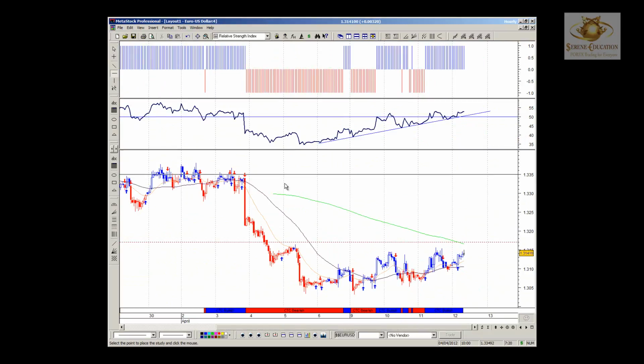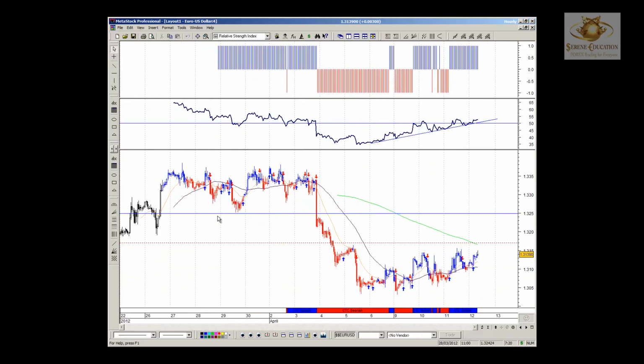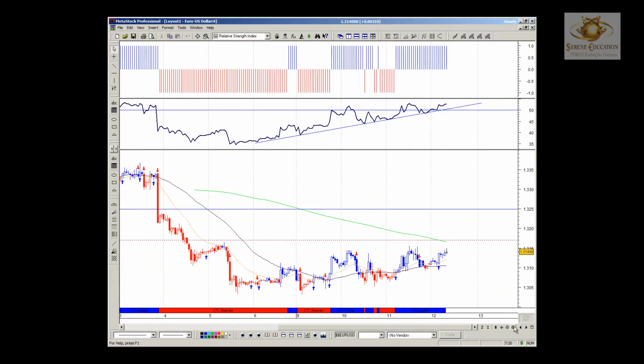And if you look at the hourly, 2500 is way up here at the price support and resistance level that we saw recently. Okay, so that's how we put it together, guys.